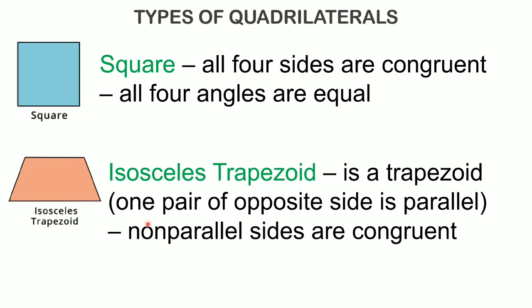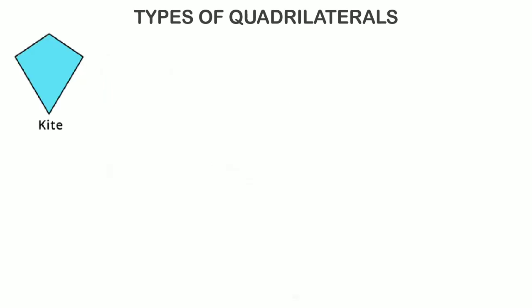Okay, isosceles trapezoid. It is a trapezoid. One pair of opposite sides is parallel. One side is parallel, this side and this side, one pair sila. And these non-parallel sides, why do I say non-parallel? Because when I extend this, they will meet at a certain point, so hindi siya parallel. But these non-parallel sides are congruent.